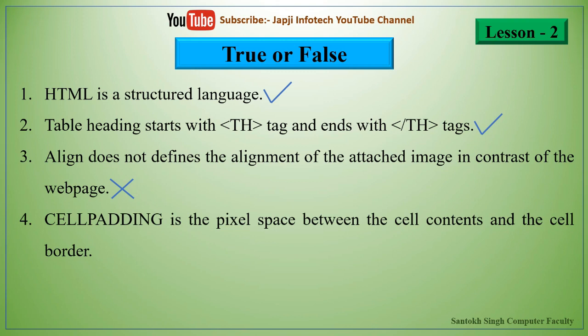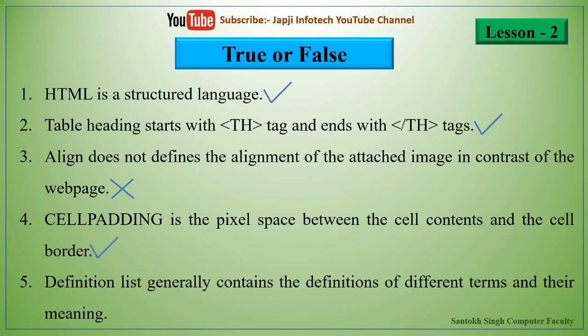Fourth one is cell padding is the pixel space between the cell content and the cell border, true. So fifth one is definition list generally contain the definition of different terms and their meaning, true.